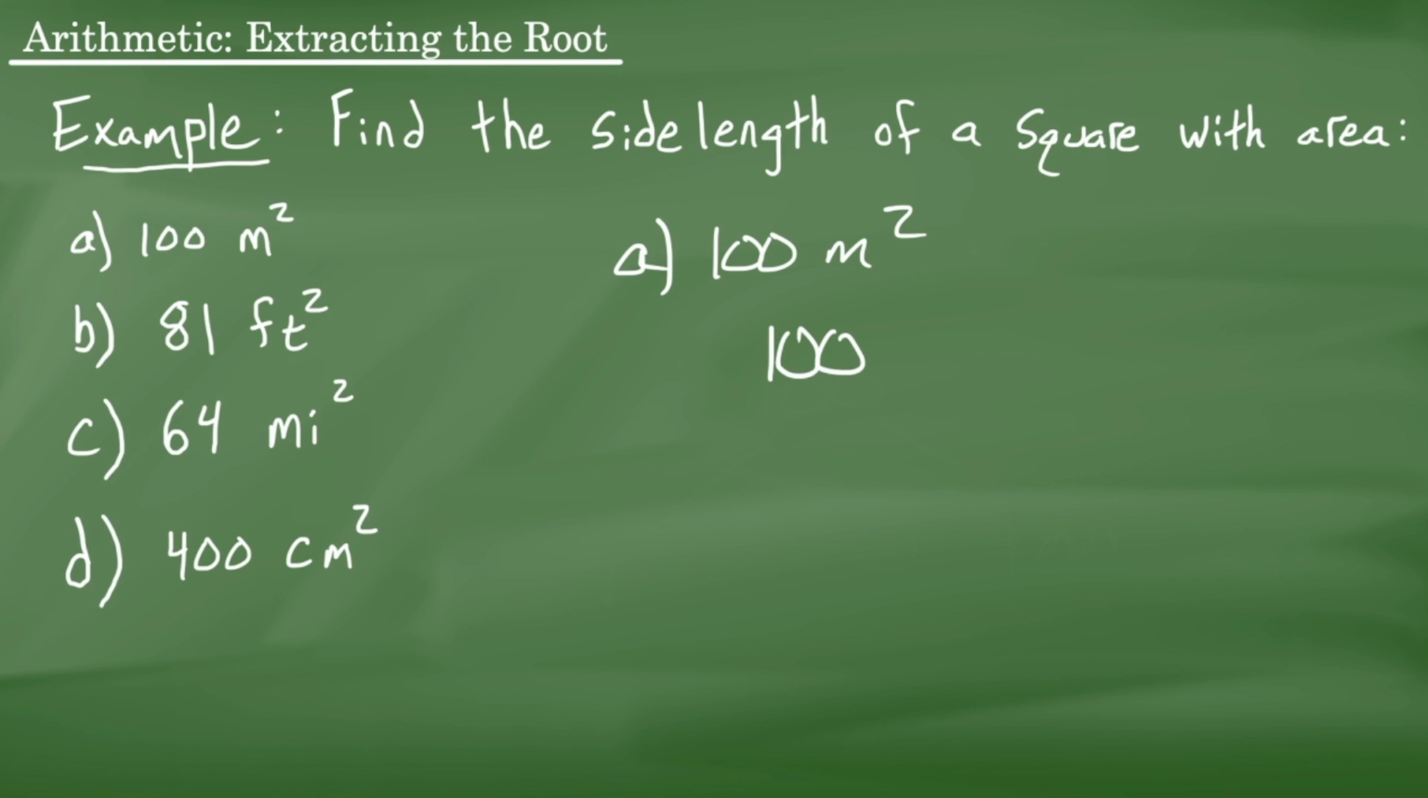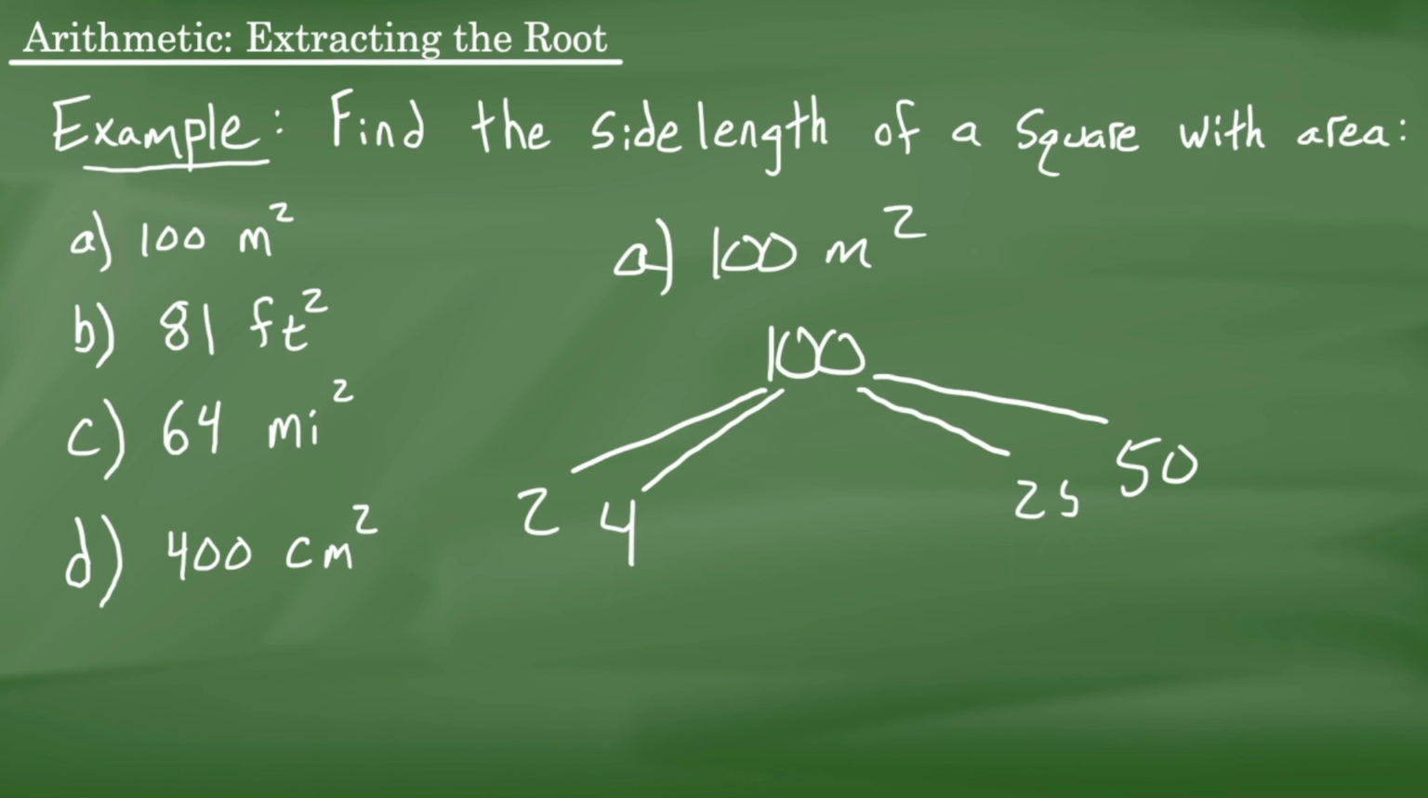Another method would be to make a factor tree. A factor tree is where you look for all of the numbers that multiply into the number you are looking for. So in this case, we can start with 2 and 50. 2 times 50 is 100. We also have 4 and 25. 4 quarters make $1. We also have 5 and 20. 20, 40, 60, 80, 100. Finally, we also have 10, 10.